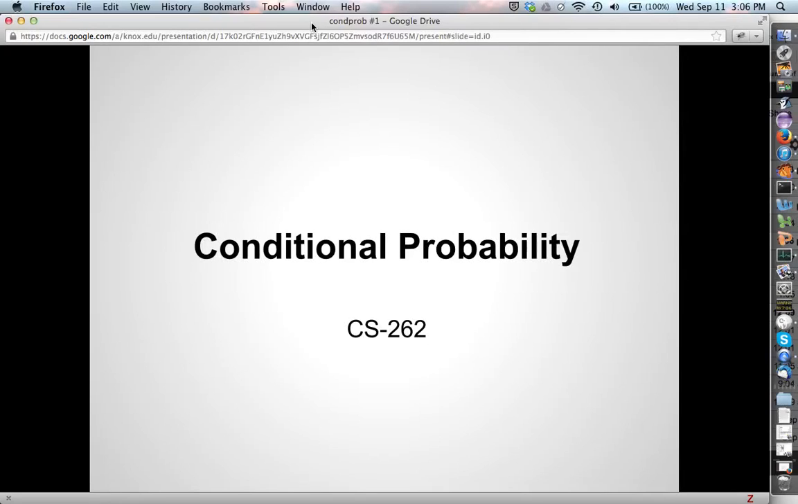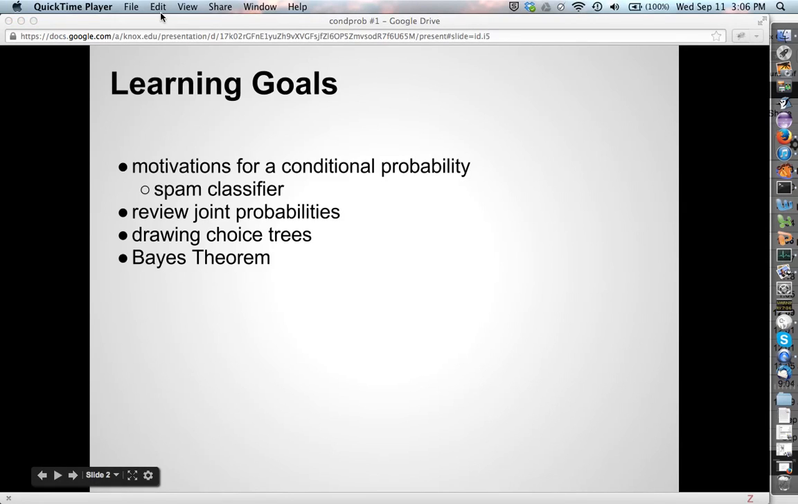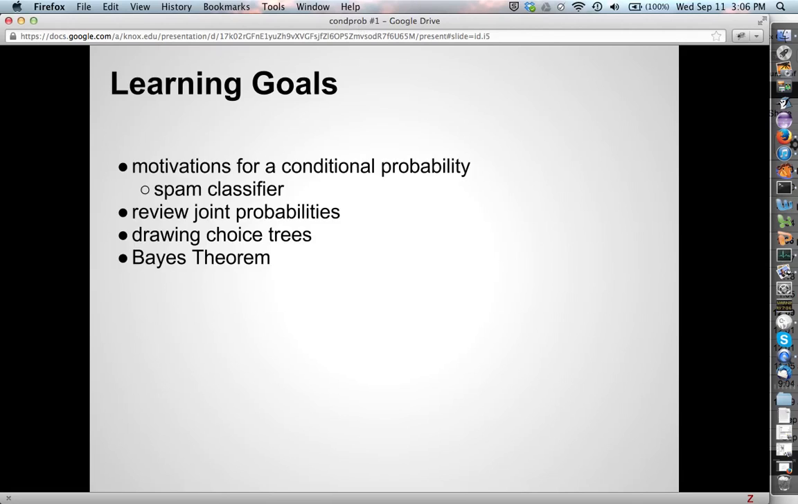Sure, this one is for conditional probability and some stuff about Bayes' theorem for CS 262. Basic learning goals and outline. We're looking at the motivations, a review of joint probabilities, drawing some choice trees, and Bayes' theorem. Let's jump right into the motivations.